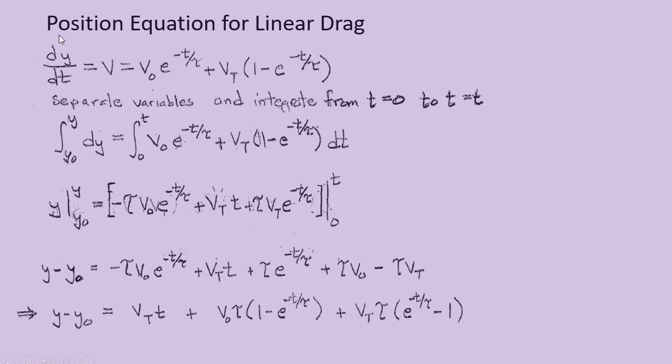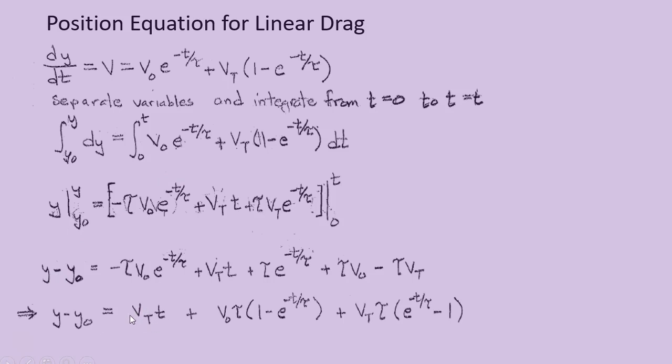We've done an equation for terminal velocity, we've done an equation for velocity. Let's do an equation for position. We take our velocity equation from the previous slide, and we know that velocity is dy/dt, the change in vertical displacement with respect to time. Again, this gives us a simple differential equation. So we separate the variables and we integrate from t equals 0 to t equals t. And we're left with this expression, y minus y0.